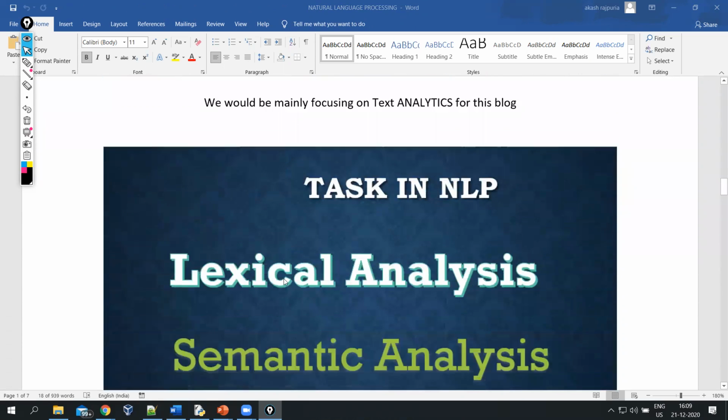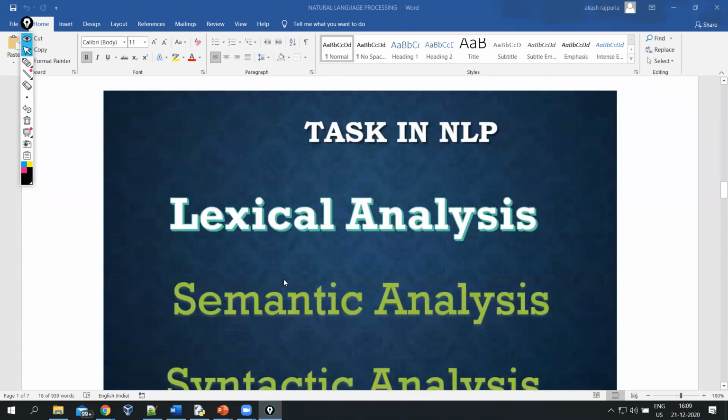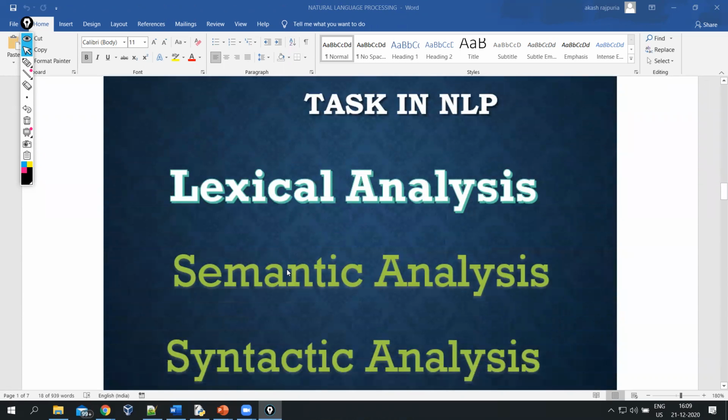We will only focus on one thing, that is, there are multiple domains. Like I said, speech is one domain, text is one domain, gestures are another domain, and there are multiple others. But in this lecture, we would only focus on text. So this is the major part of the text.